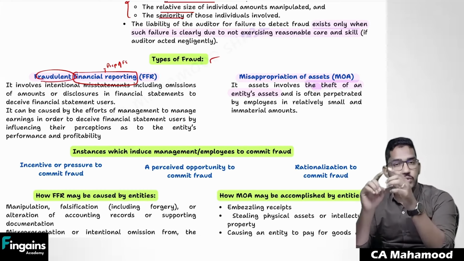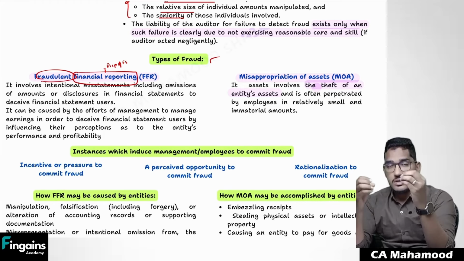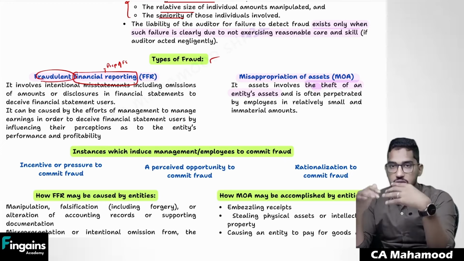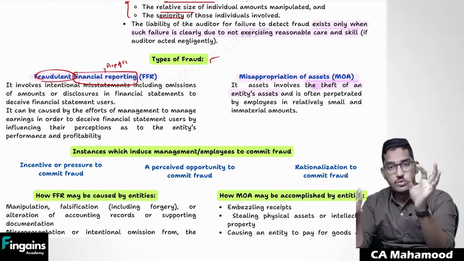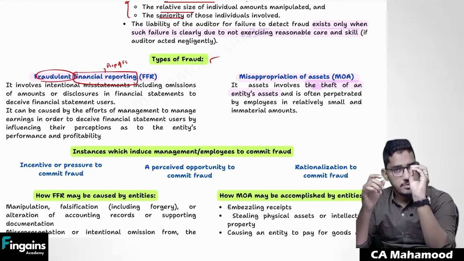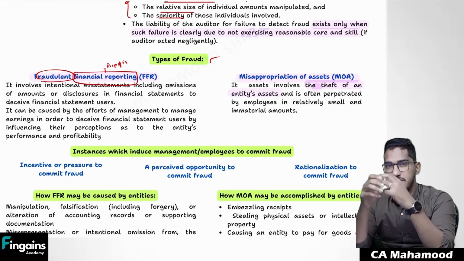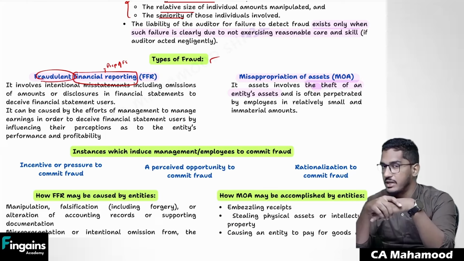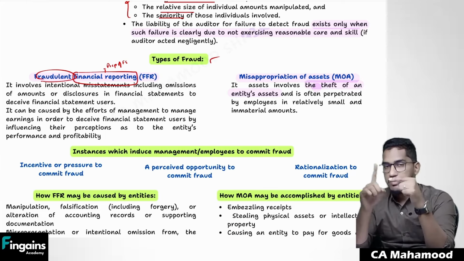In fraudulent financial reporting, management involvement will always be there. Without the management's involvement, fraudulent financial reporting is not going to happen, because if the financial statements have to convey a wrong position, that couldn't happen without the involvement of management. So always the top level management will be involved in fraudulent financial reporting. Whereas misappropriation of assets, the stealing of the entity's assets and all, is mainly conducted by employees and low level staff.